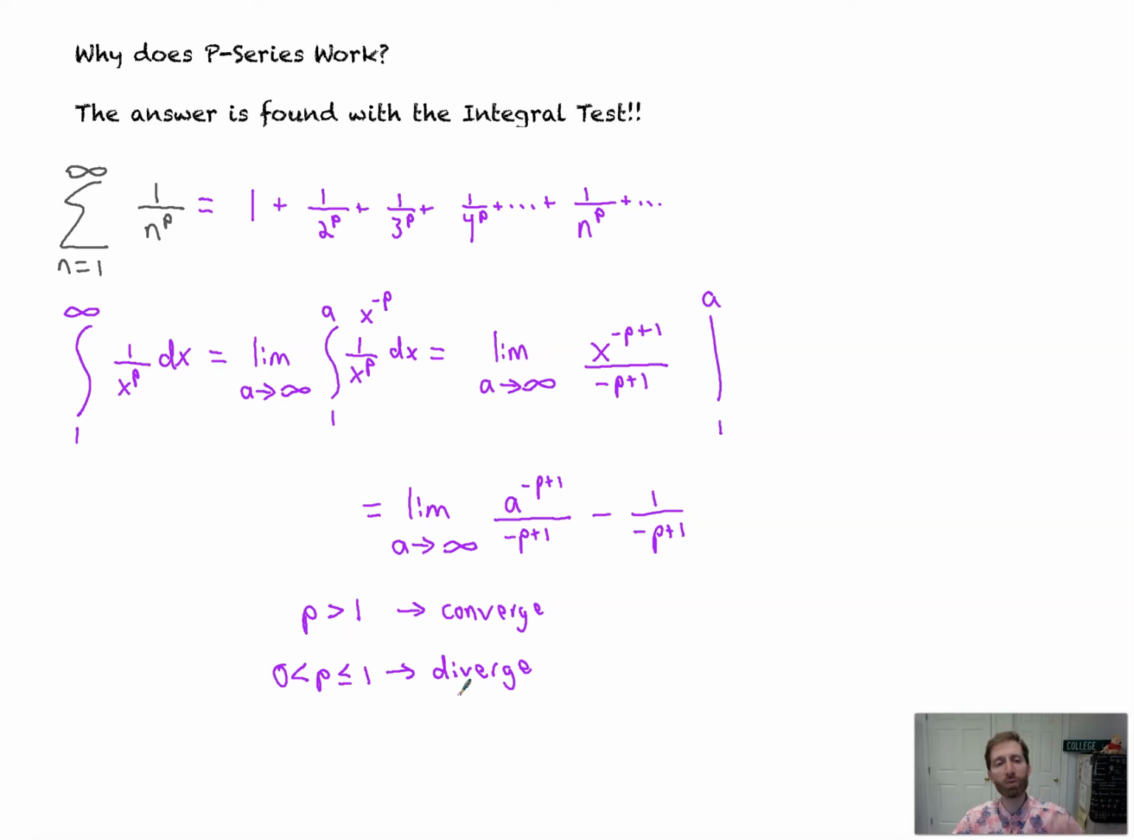So we use the integral test to prove that the p-series test works. Bottom line, the p-series test is super simple to use. It makes a lot of sense. If this value is more than 1, we converge. If that value is less than or equal to 1, we diverge.